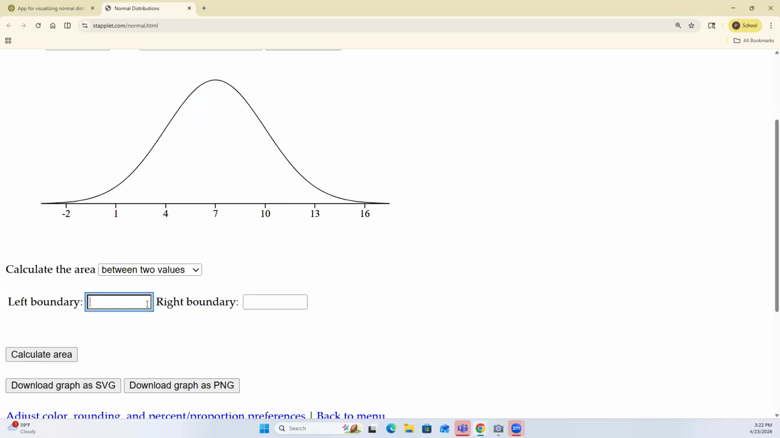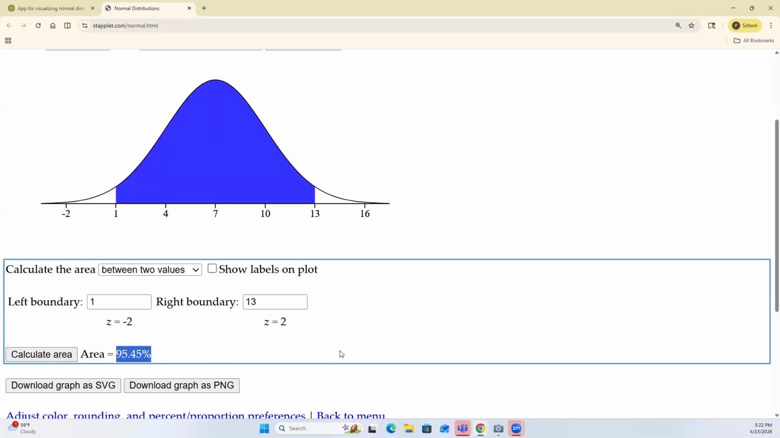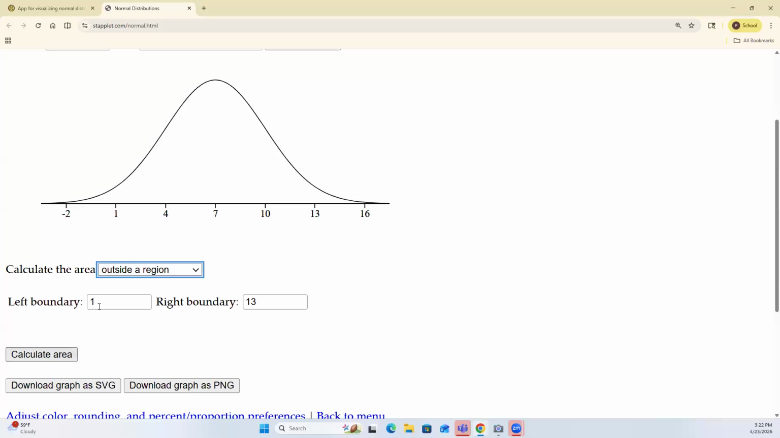So now I get to pick, let's say, between 1 and 13. That's within 2 standard deviations of the mean, just about 95%. Tiny bit more, but close enough. Which means, of course, outside of the region from 1 to 13 is just about 5%, which is statistically surprising. That's why 2 standard deviations or more is statistically surprising for normal distributions, because it corresponds to small probabilities.